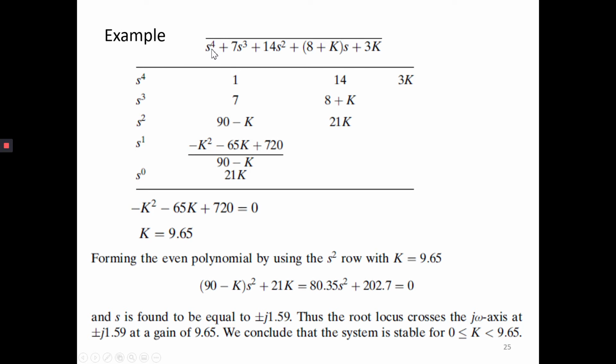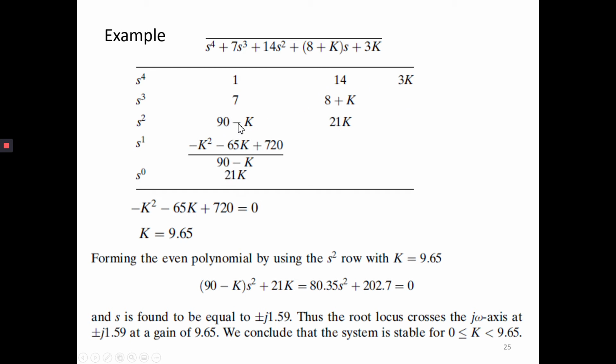based on the highest order. In this case, the orders are 4, 3, 2, 1 and also 0. So this is even order, odd, even, odd, even. For even, we just take the coefficients of the even orders: 1, 14 and 3. Okay, this is even, this is odd order. So we take 7, 8 plus k, and 0. And then we start to construct the rest to fill up.